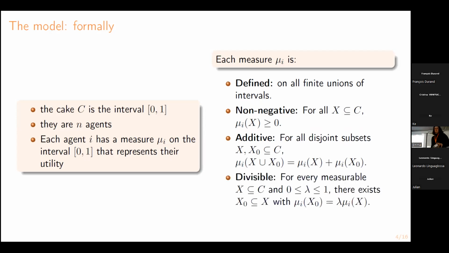Divisible is just to say that you don't have atoms, I think. So every measure is such that you don't have one point that is evaluated at 1 and the rest 0. You cannot have that. It's continuous, and it's normalized. Again, it's not necessary, but it makes the calculations easy and the intuition easy as well. So that's why we consider probability measures.